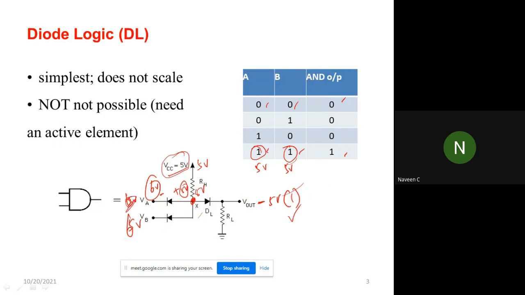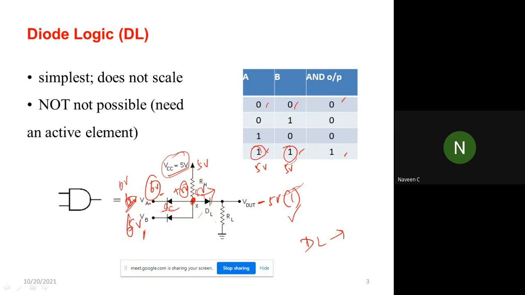If suppose here you are giving 0 volt and here you are giving 6 volt, what will happen? This will become short circuited, so automatically the 5 volt will flow through this diode D1. When will the diode conduct, when will it be forward biased? Whenever you give some voltage greater than the bias voltage at the A and B terminals, at that time only your output will be 1.